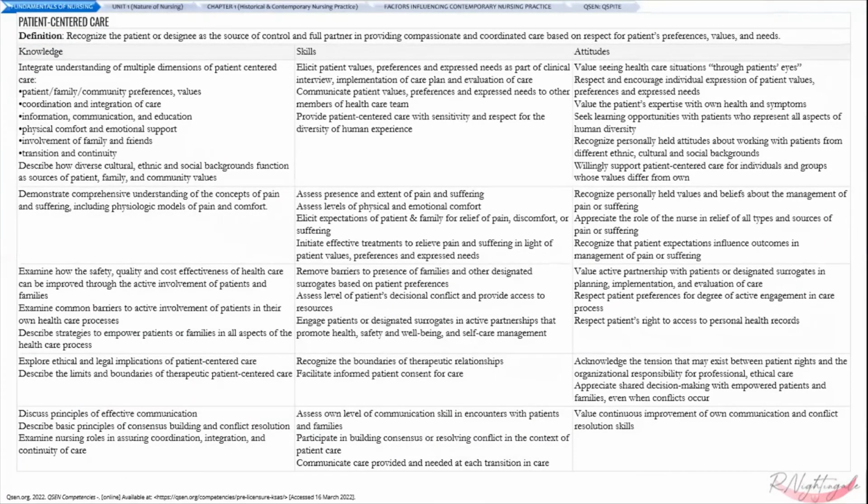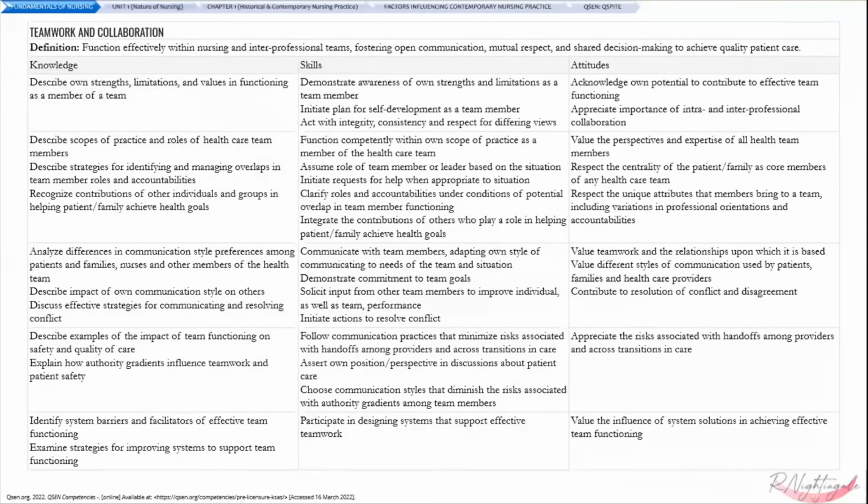And this is the complete table from their website, focusing on each core competency and also the necessary KSAs or the knowledge, skills, and attitudes in order to achieve each of these core competencies. This is for patient-centered care. It is for teamwork and collaboration.